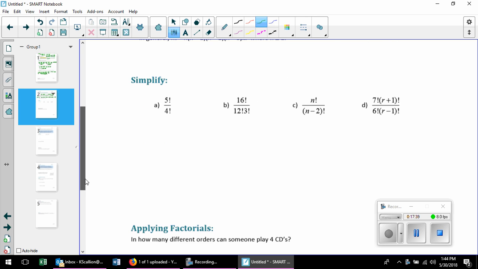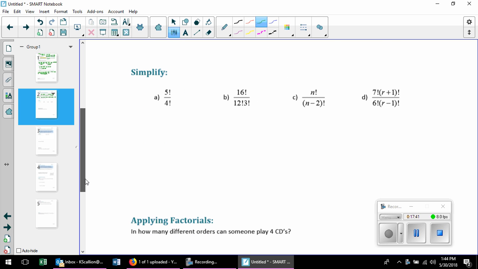Okay, so we're going to do some simplifying of factorials. And this is going to help you with the formulas in this unit. So if I want to simplify this, you can do it a couple ways, but I'm going to show you the easy way to do it. So I'll show you the long way first, and then I'll show you the easy way. So the long way would be 5 factorial, expand it completely, and then expand the denominator completely.